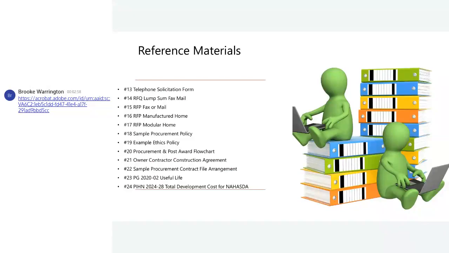There's a sample procurement policy, an example ethics policy. Always make sure your governing bodies and your staff working in procurement have signed something to that effect, and that you train them or that they are trained in recusal and their duties, okay? That procurement and post-award flow chart, your owner contractor construction agreement, sample procurement contract file arrangement could keep you out of trouble. If nothing else, use that as your guidance document.